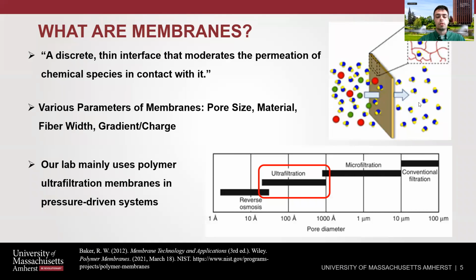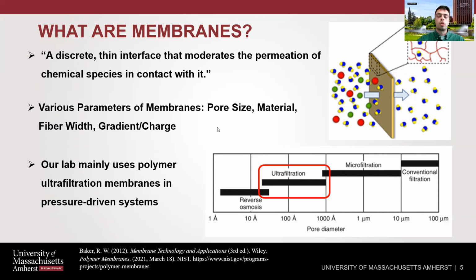Some parameters of membranes include pore size, which mainly determines what is allowed to pass through the membrane. This diagram at the bottom right shows how different types of filtration relate to this pore size of those membranes. Conventional filtration has the largest pore size and is the most common type of filtration here. As pore size begins to get smaller, the more selective these membranes get. Reverse osmosis, with the smallest pore size, deals with separating salt from water, which shows how selective these membranes are.